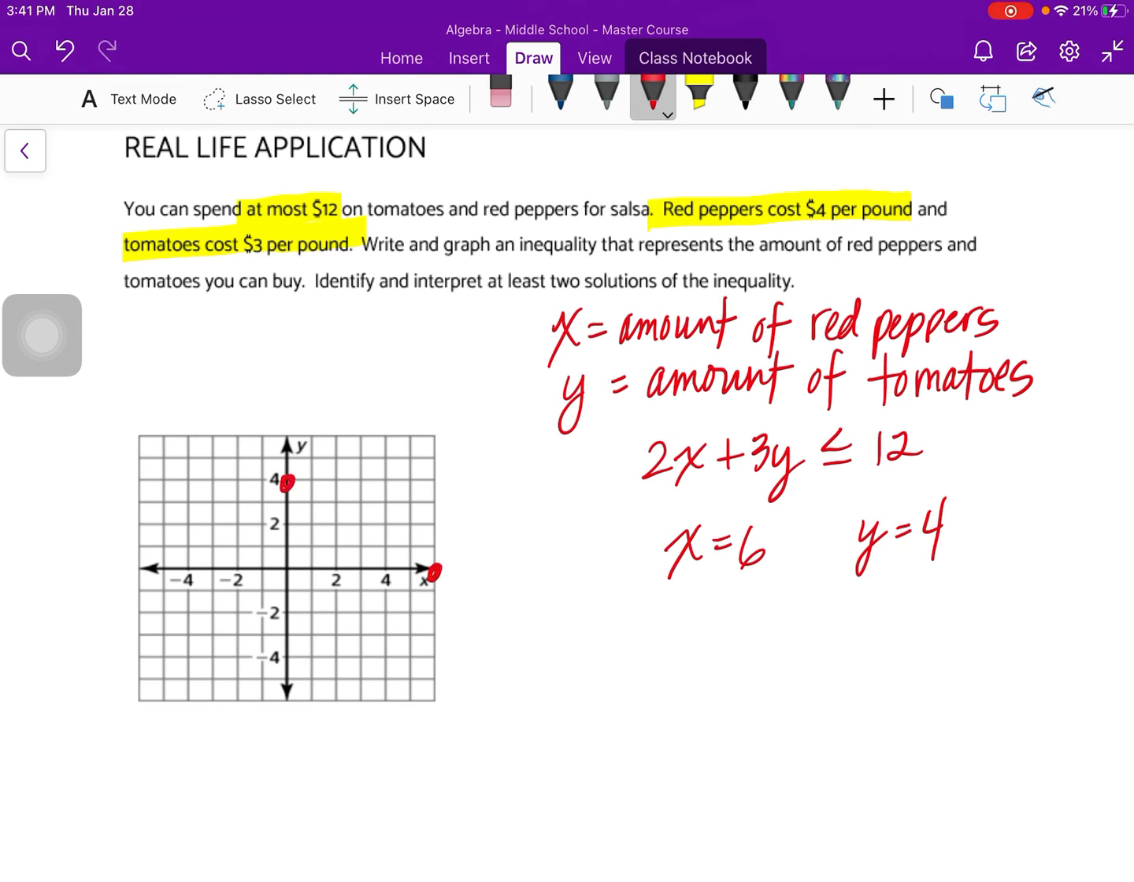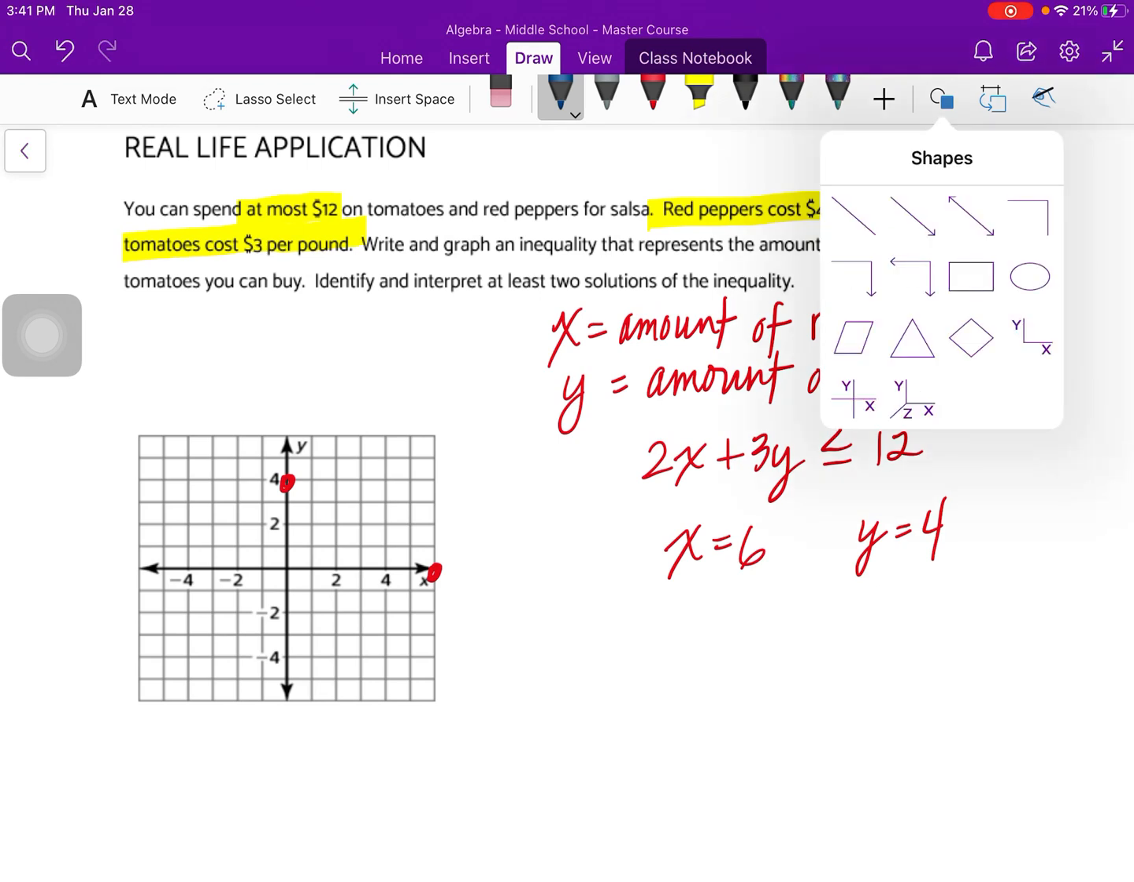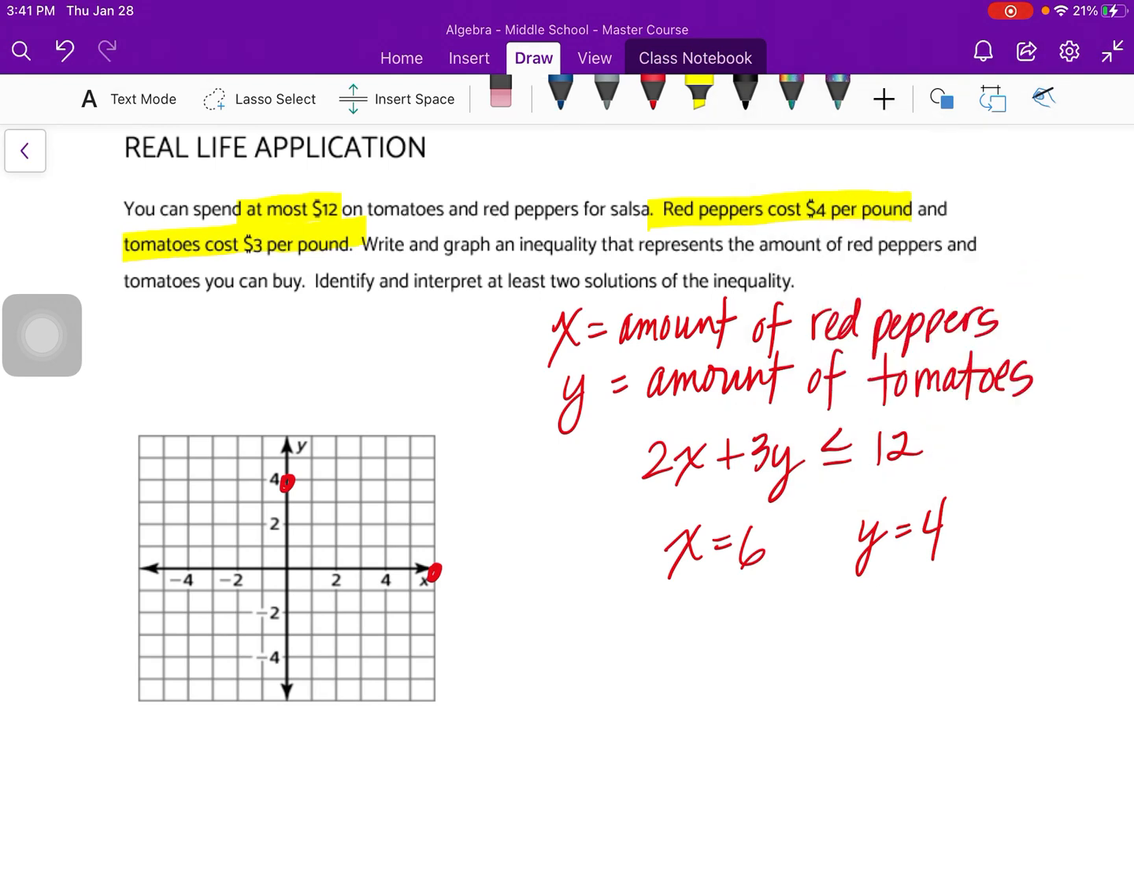So on my x-axis, we're going over to the end, and then we're going to go up to 4 on the y-axis, and because it's less than or equal to, at most $12. I think we're good. I was checking my inequality symbol. So solid line when we graph. So I'm going to pick up my line tool and I'm going to graph that line between those 2 points. Okay, and less than or equal to means I want all the values that fall below the line.